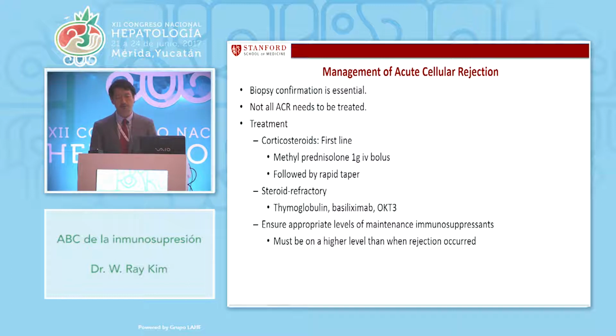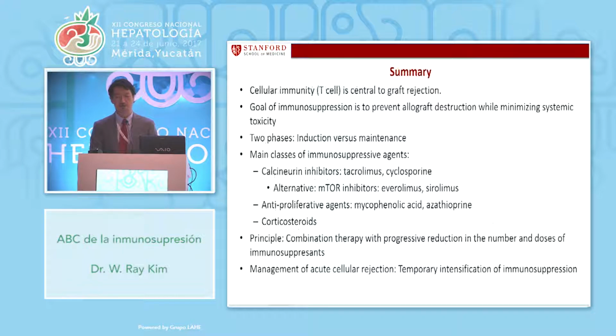We need to make sure that the immunosuppression maintenance is done at an appropriate level, and the patient must be on a higher level at the end of the treatment than when the rejection occurred. So it doesn't make sense for someone to go back to the original immunosuppression level when the patient rejected at that level. We need to go up and then try to take the person down later on once rejection is resolved.